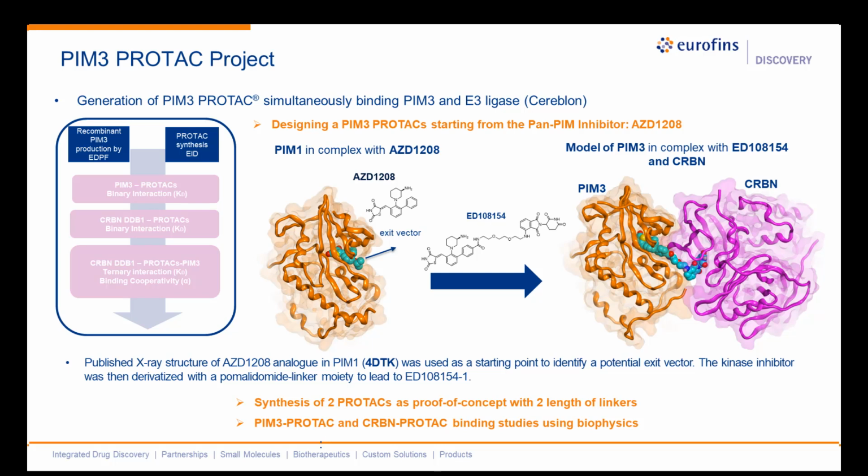Thanks to the X-ray structure of an AZD1208 analog in complex with PIM1 that has been published, our chemists identified a potential exit vector for the design of PIM3 PROTACs. The kinase inhibitor was then derivatized with a pomalidomide linker moiety, leading to the PROTAC 154. The second PROTAC, named 136, was also synthesized with a different linker.